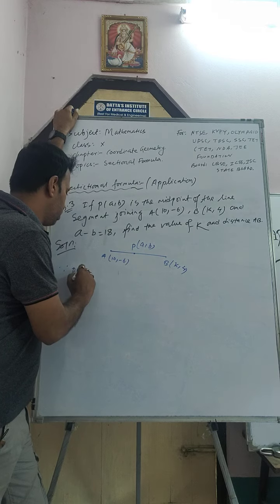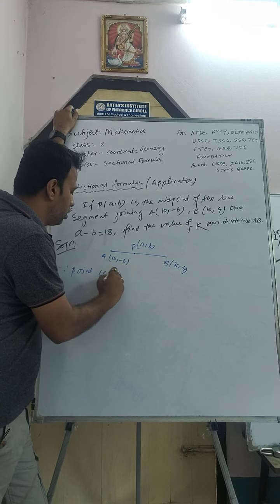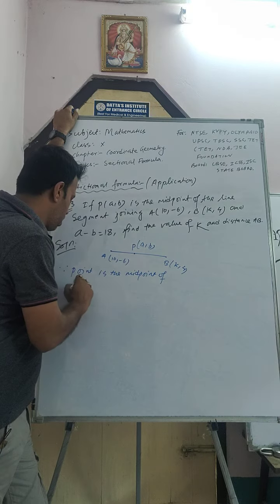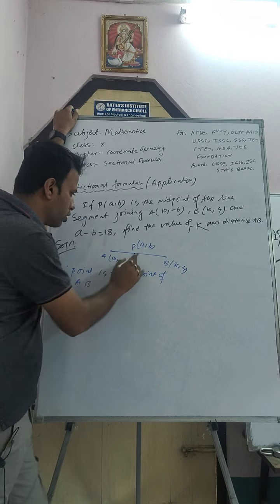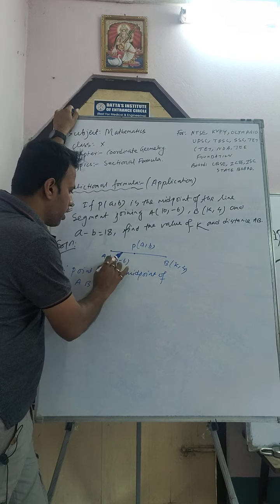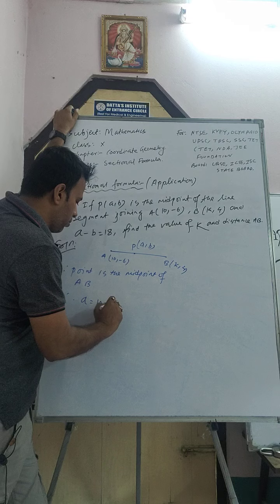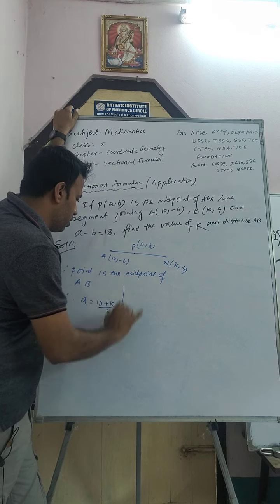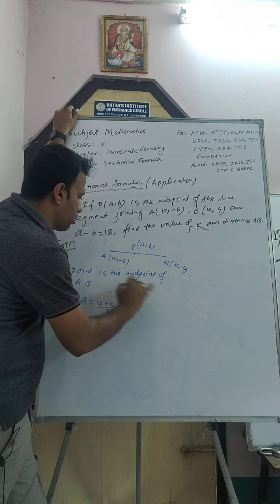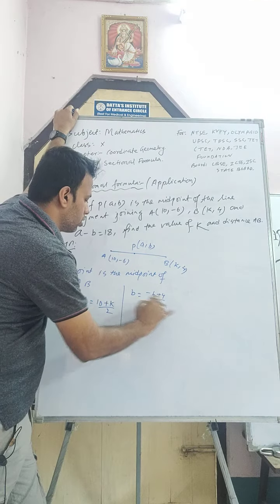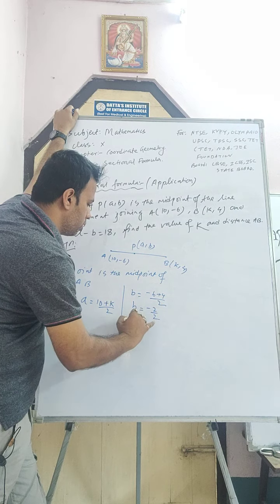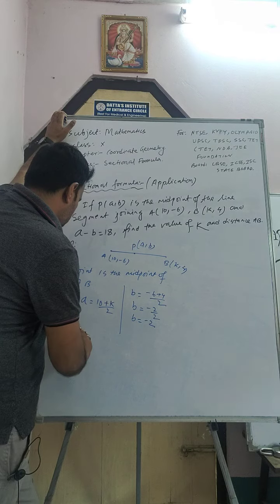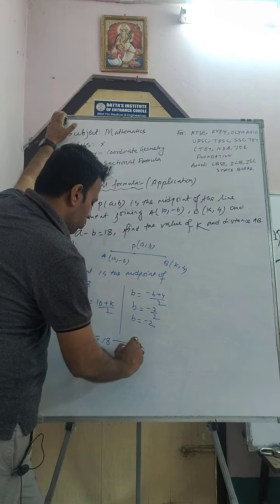Since point P is the midpoint of AB, therefore we can say a equal to x1 plus x2 by 2, 10 plus k by 2, this one is the x-coordinate, and b is what? Minus 6 plus 4 by 2, is it not? So therefore minus 2 by 2, so b is minus 1. Now this equation is given, so I read this equation: a minus b equal to 18. Okay, this is one equation.